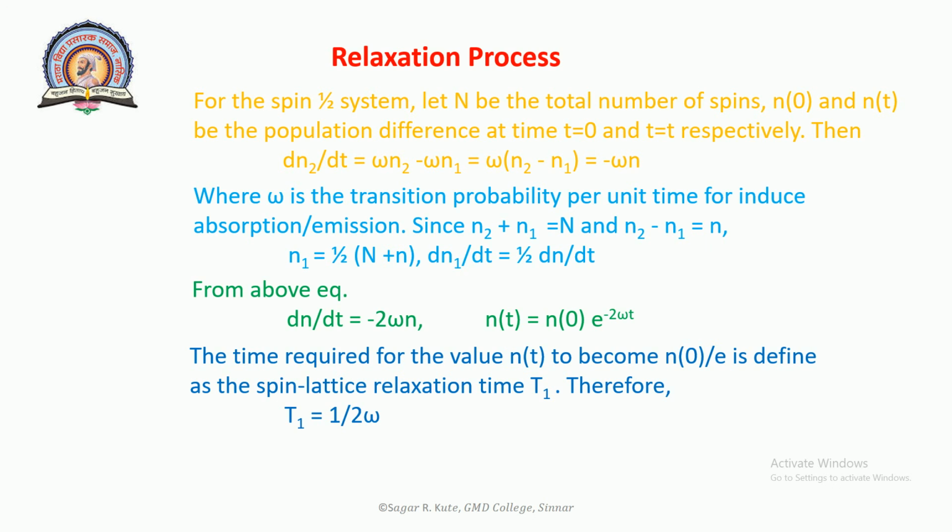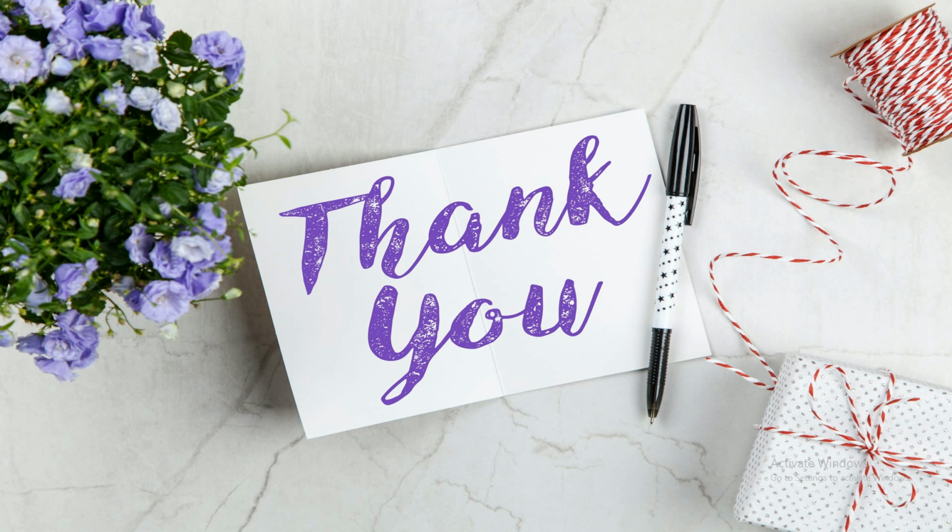The time required for the value nt to become n0/e is defined as the spin-lattice relaxation time T1. Therefore, T1 equals 1/(2 omega). That is, the spin-lattice relaxation time is inversely proportional to the transition probability per unit time for induced absorption. This is the relaxation process. In this lecture, we discussed NMR instrumentation and the relaxation process. Thank you so much.